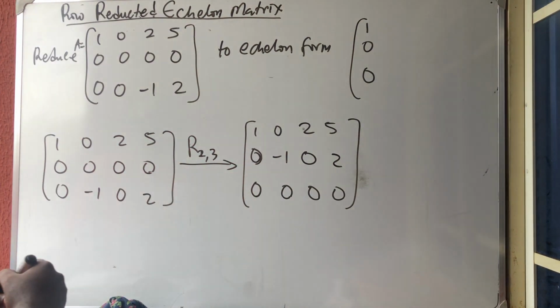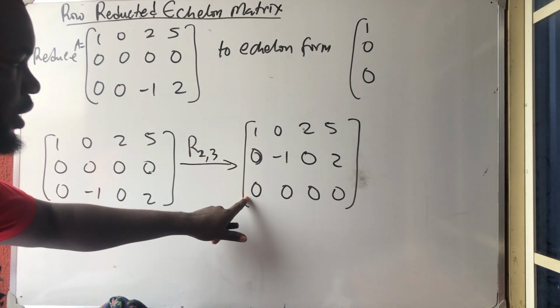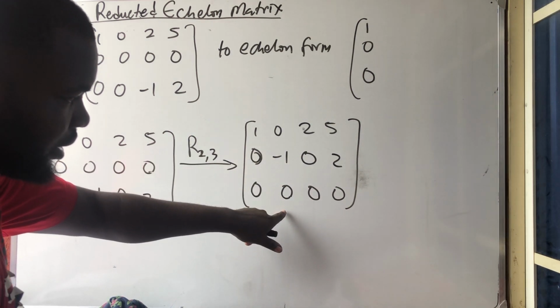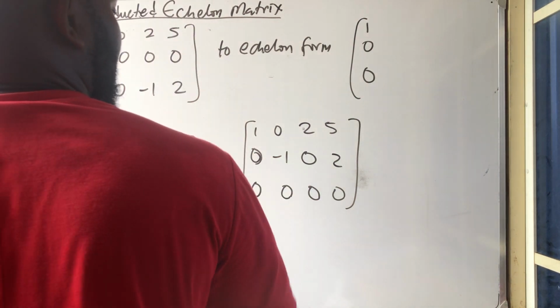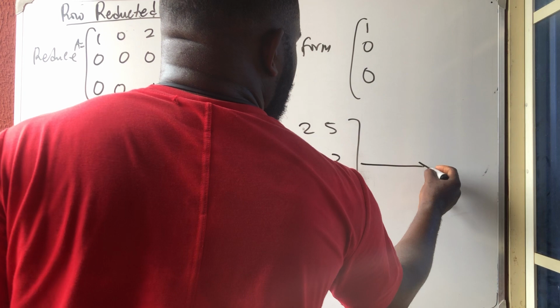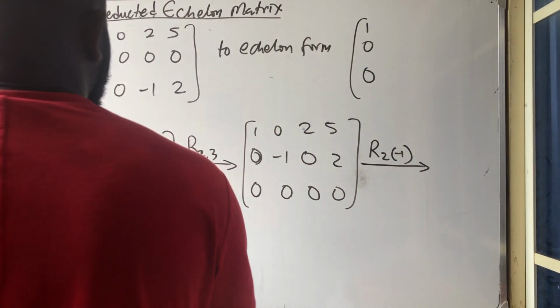Okay, so now we have that 1 is here and 0 is everywhere. So the next thing we need to have is what? 1 here, 0 everywhere. Then the next one is 1. Sorry, how do we get 1 here? By multiplying everybody by minus 1. That's how we can get 1. So we say that the row 2 must be multiplied by minus 1.